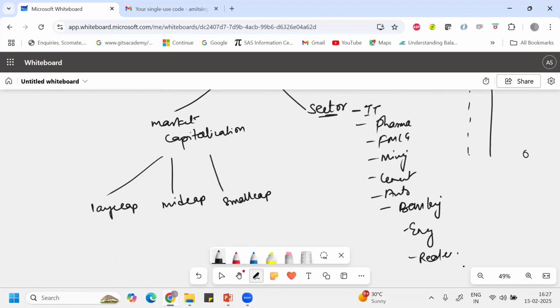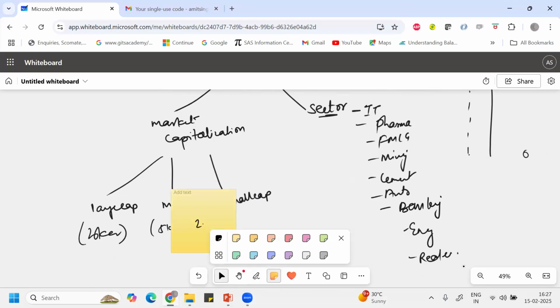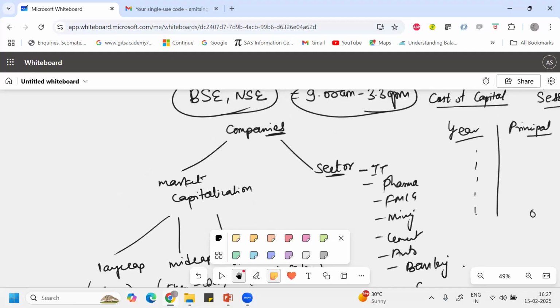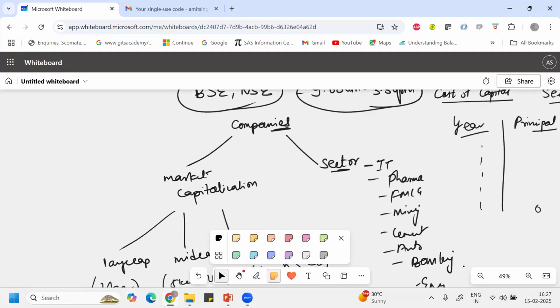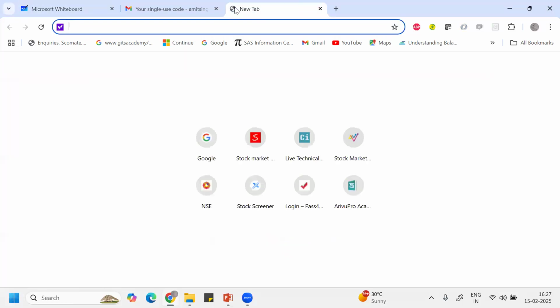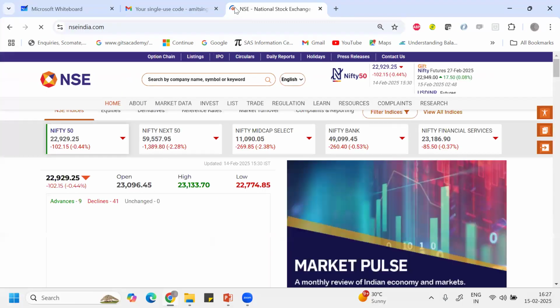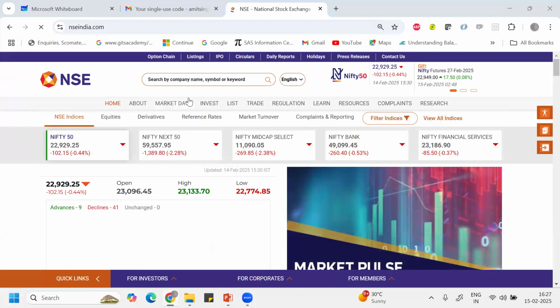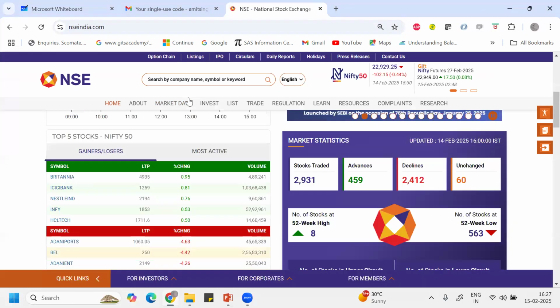Large cap companies are those which have a market value of more than 20,000 crore. If a company has a market value between 5,000 and 20,000 crore, then it is called a mid-cap company. While if the company has a market capitalization of less than 5,000 crore, then it is called a small cap company. Many companies are trading over the market. On NSE, we have around 2,900 companies trading, while on BSE we have around 4,000 companies trading.